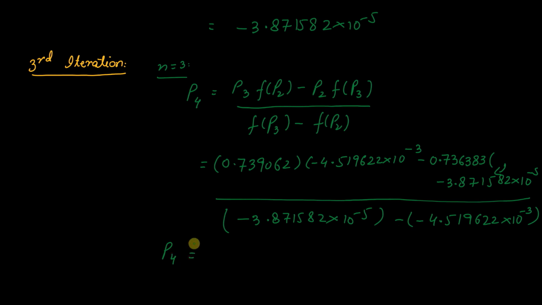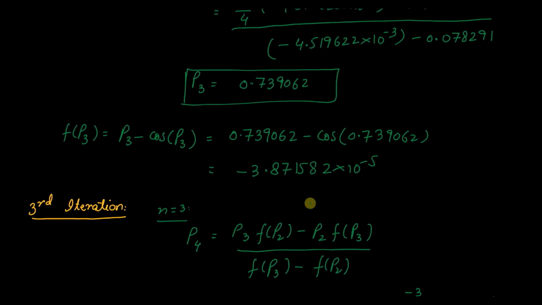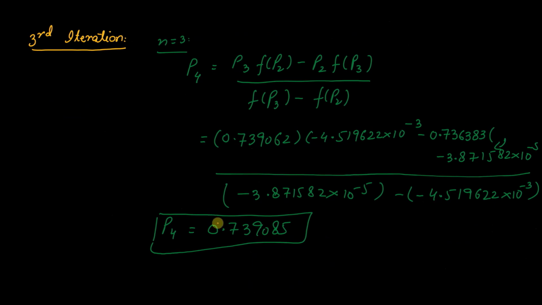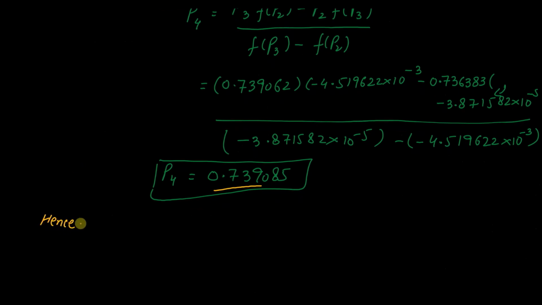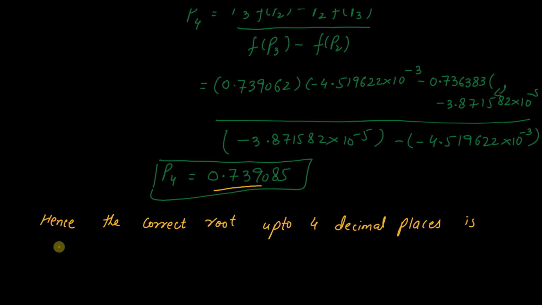So you need to simplify it. After simplification, we will get 0.73908. This is the value of P4. So we need to check whether we achieve the accuracy to 4 decimal places or not. The value of P3 to 4 decimal places is 0.7390, and P4 we have 0.7390. It means that we achieved the accuracy. So hence the correct root up to 4 decimal places is P equals 0.7390. Let's proceed to the second question.